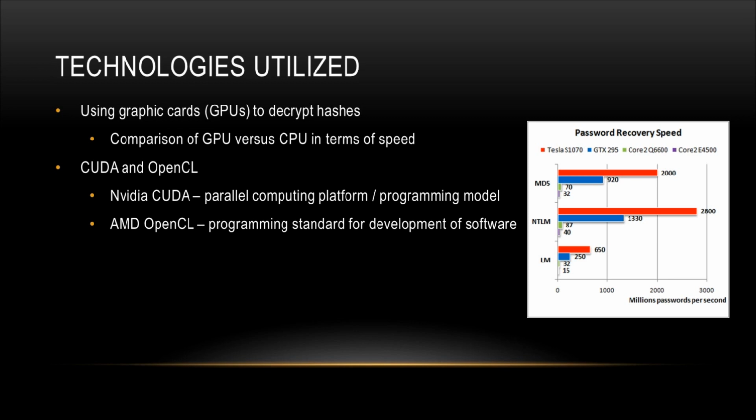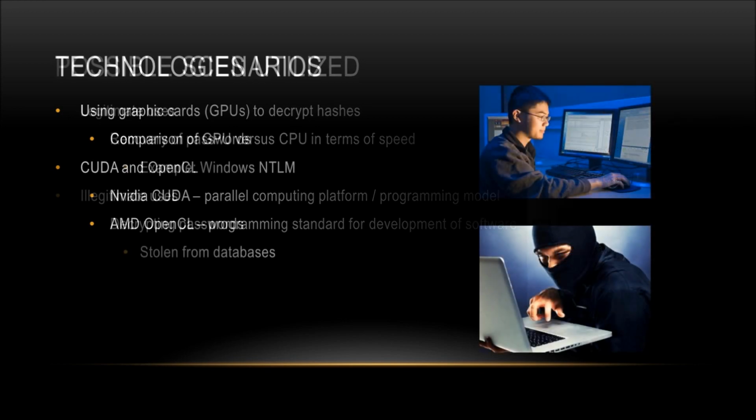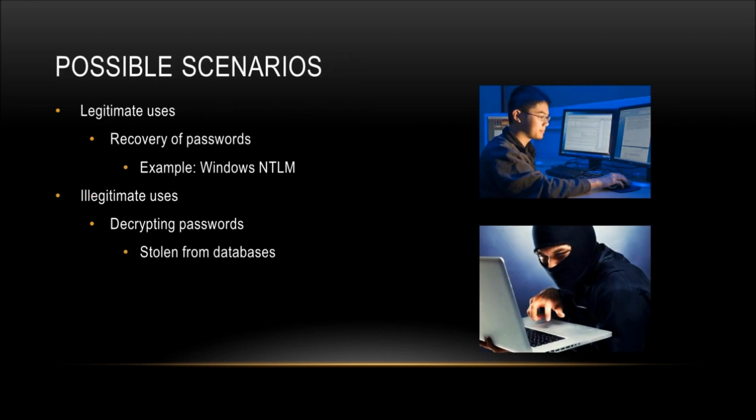The two commonly used platforms that utilize the graphics processor for computation are NVIDIA's CUDA and AMD's OpenCL. Both of these platforms can be utilized to accomplish faster computing by offloading specific tasks from the CPU onto the GPU. There are various possible scenarios where password hash cracking could be used for both legitimate and illegitimate reasons.